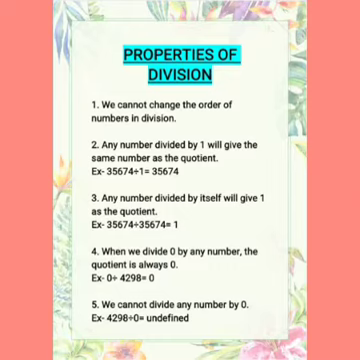Number 5th property, we cannot divide any number by 0. If we divide any number by 0, the answer will be undefined. That means it cannot be defined. We cannot take out any answer. For example, 4,298 divided by 0, you can write it as undefined, you can write it as impossible, or you can also make the sign of infinity.